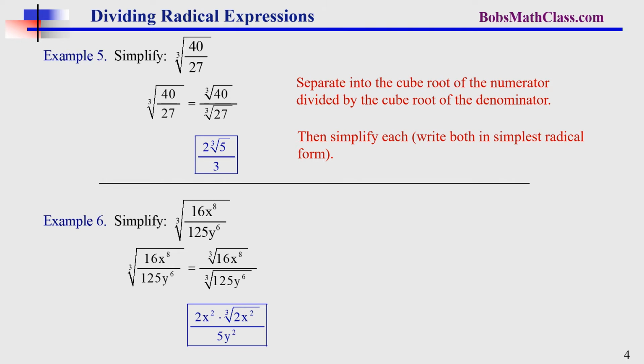It's always a good idea to put a little dot in between for multiplication, just to keep it separated. Otherwise, it might look like x to the 23rd power if you put it too close together.